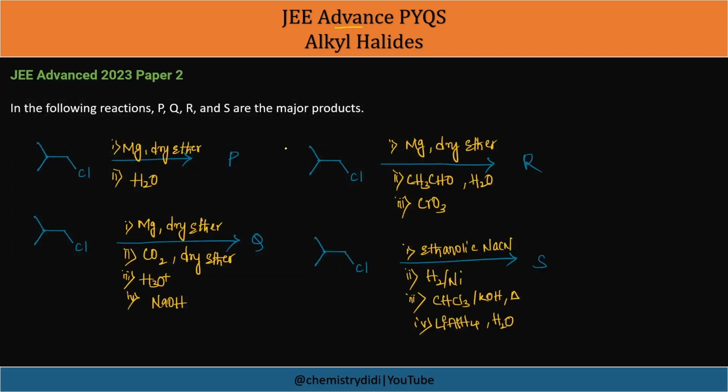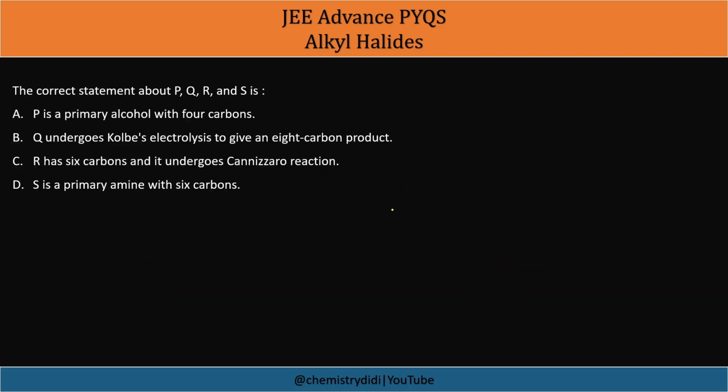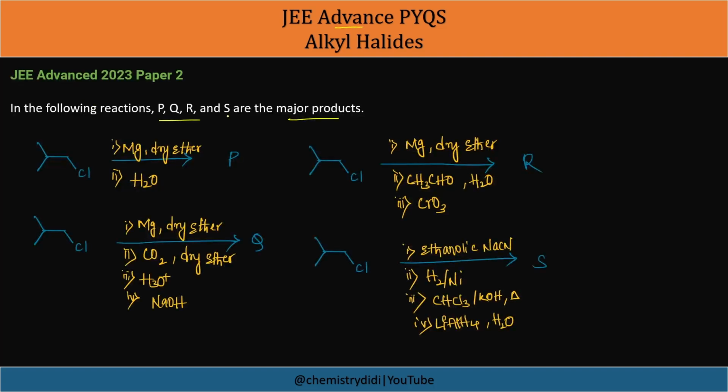Let's try to solve this question in this particular video. Here they have given all these reactions. After seeing these reactions, you might feel there are many reagents involved, but they have repeated the usage of reagents also. It's not a difficult question, it's an easy question. In the following reactions, P, Q, R, and S are the major products. We need to solve for P, Q, R, and S, and then they have given a few statements, and we need to find the correct statements among those.